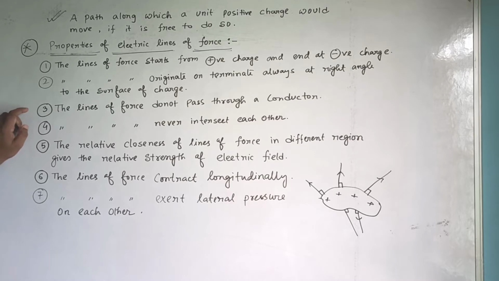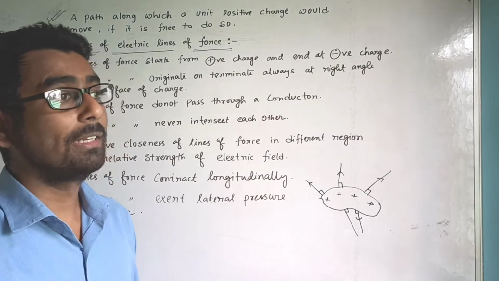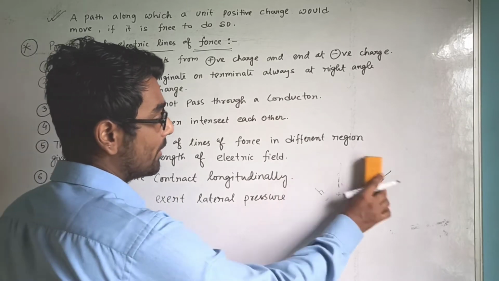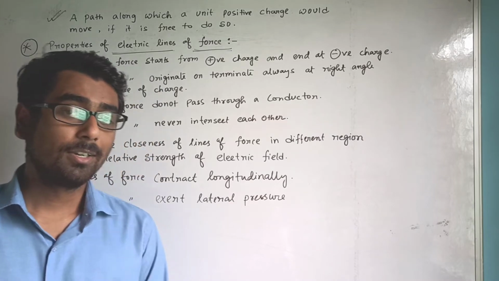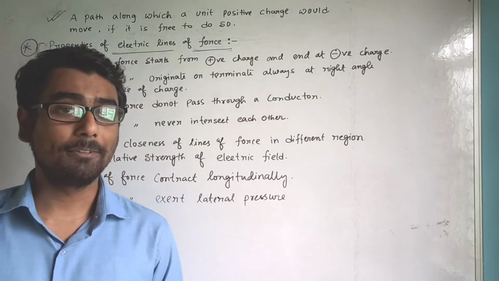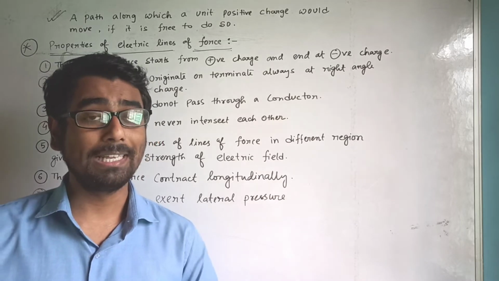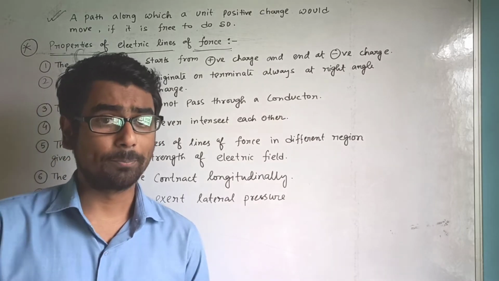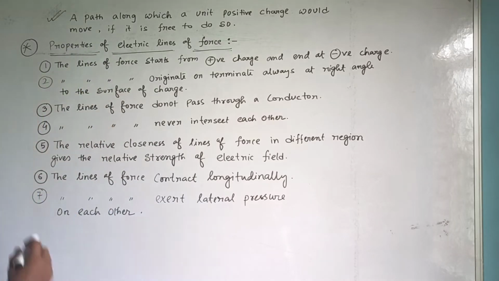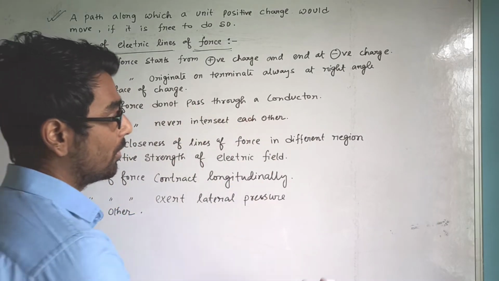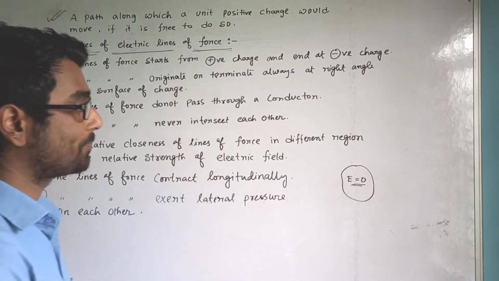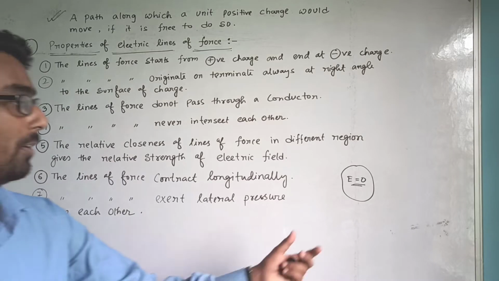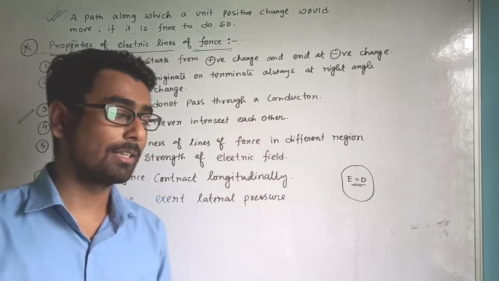Third point, the lines of force do not pass through a conductor. Dear students, in this point you can see lines of force do not pass through a conductor. We can describe it if we have knowledge of electric flux and Gauss's theorem. So for now you just consider that the lines of force do not pass through a conductor. That means if we consider a conductor, the electric field inside it is zero. We will describe this part later on, in later classes.